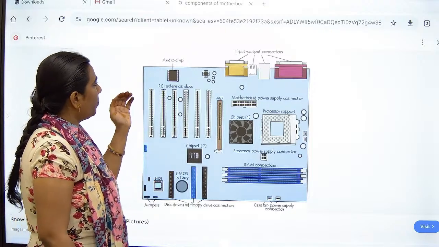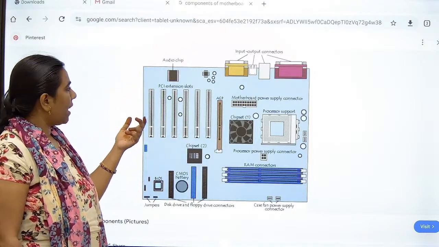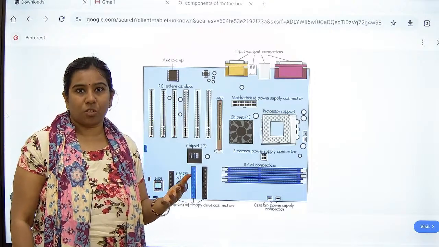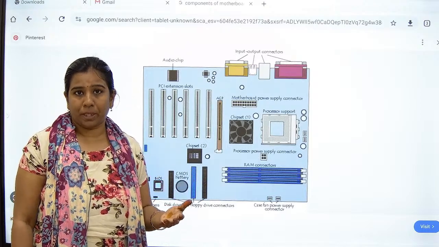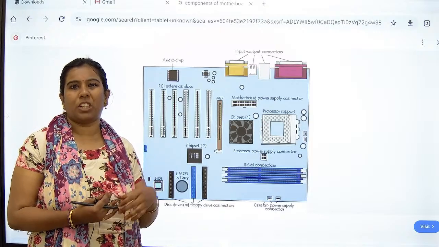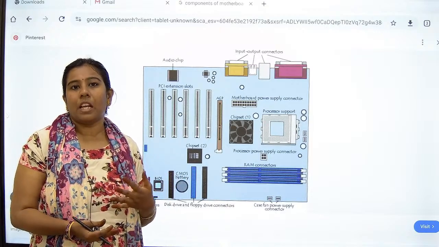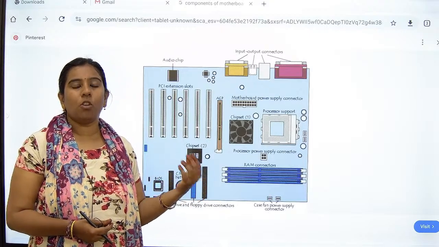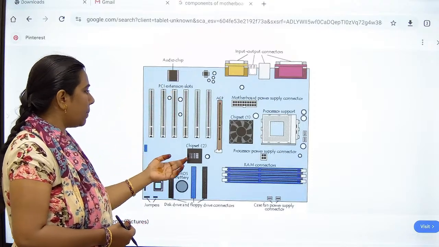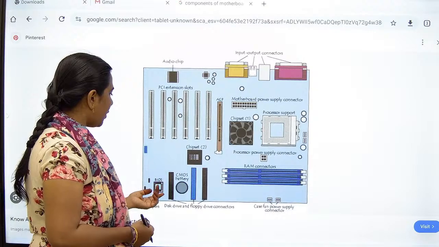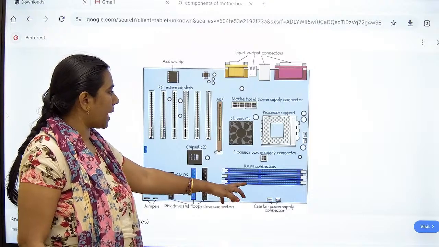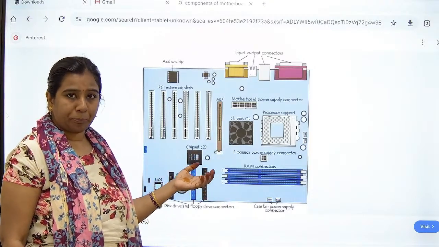It has an audio chip, and PCI extension slots. So why do we need the extension slots? In order to increase our memory. When we buy the laptop, it has some memory only. After that, if we are using more, then we need extendable memory, no? So for that extension, PCI extension slots will be there, and chipset and BIOS, CMOS battery, and RAM connectors. Here also RAM connectors, for extending the RAM.